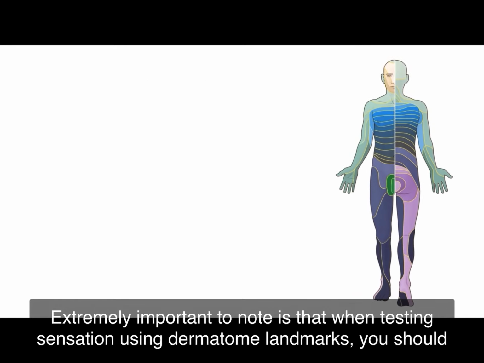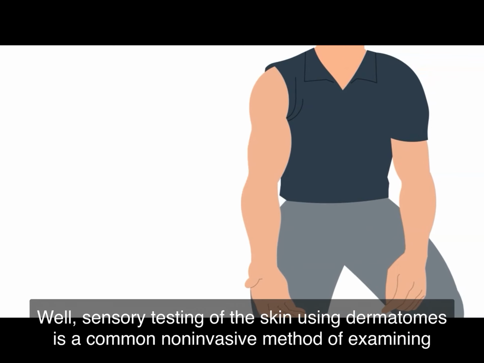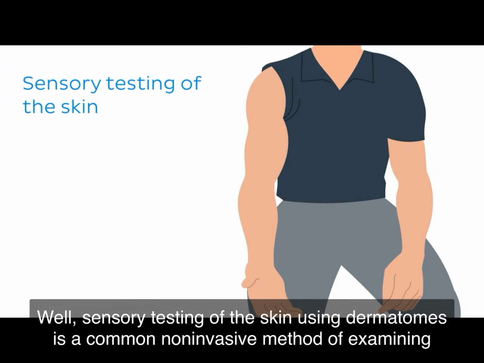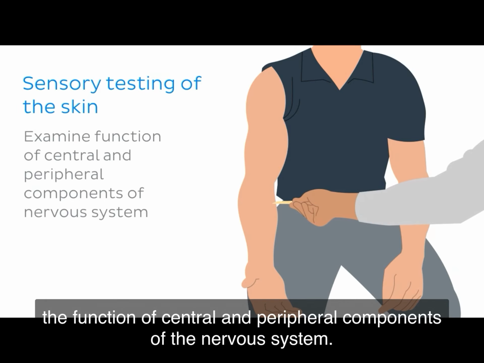Extremely important to note is that when testing sensation using dermatome landmarks, you should always make sure to check the same spots on both sides of the body. So, you might ask why bother with all this dermatome pavlova if there's so much overlap and disagreement over it? Well, sensory testing of the skin using dermatomes is a common non-invasive method of examining the function of central and peripheral components of the nervous system.